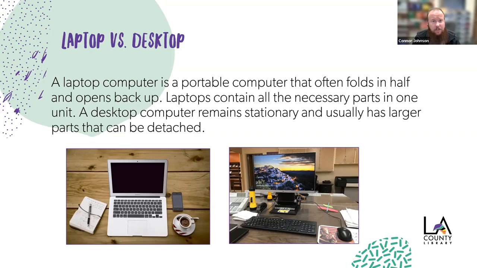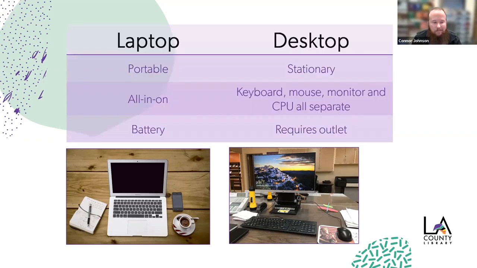Desktop computers generally have more parts and they're modular. Processing power can be higher, they can be more powerful, but they're stationary, they're in one place. In today's world, using a laptop and not having to lug around a big desktop computer is pretty important. And so these are some of those key differences.